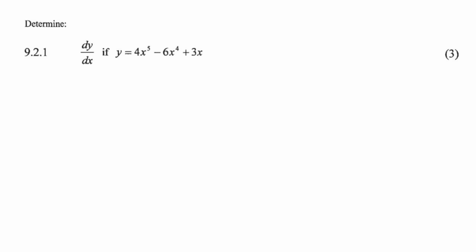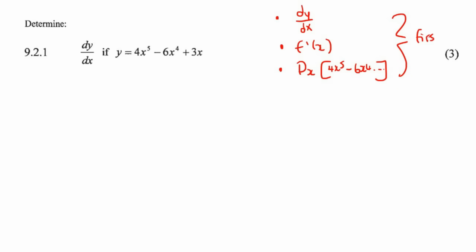In this question, they are asking us to determine dy over dx. Now, there are 3 different ways that they can ask this question. They can say dy over dx. They can say f prime of x, or they can say this weird thing here, and then they use these square brackets, and they put the expression inside there, for example. All 3 of those are actually just saying the first derivative.